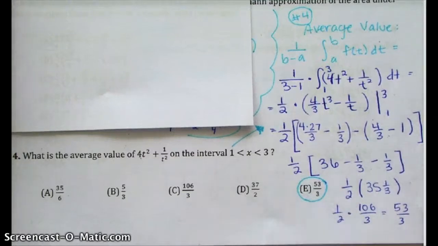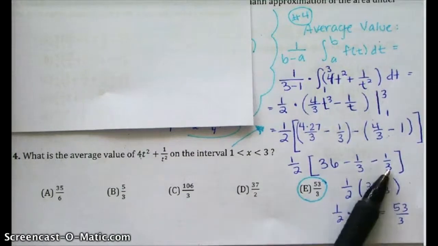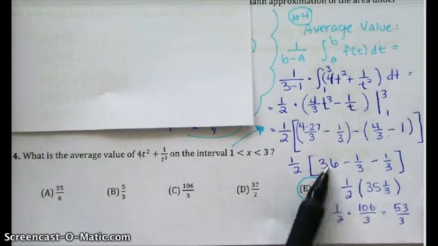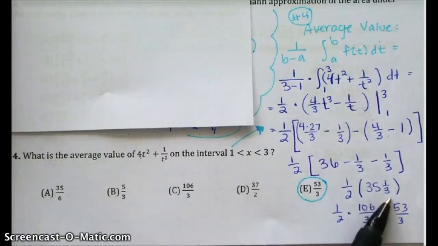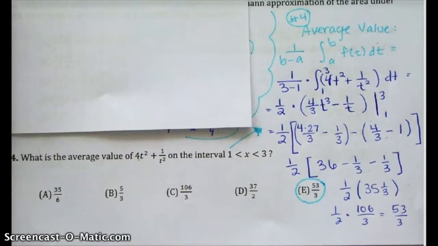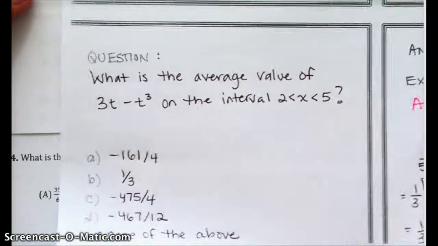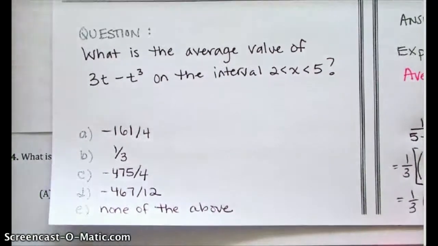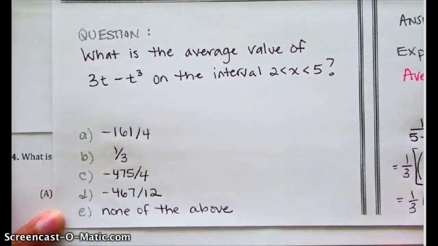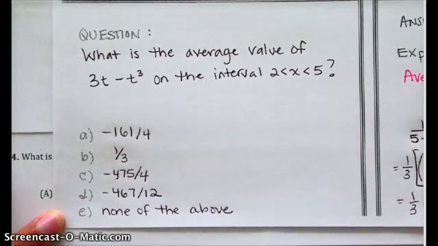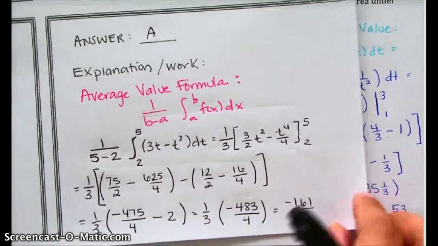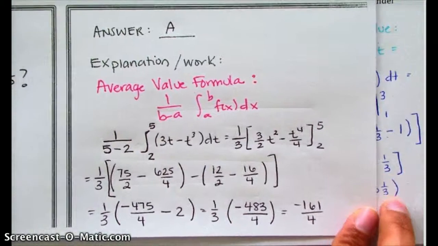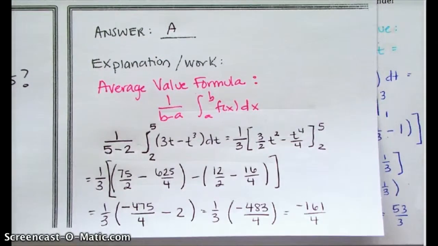And then you just have some fraction skills. 1/3 and 1/3 is 2/3. 36 minus 2/3 is 35 and 1/3. And then I converted that to a fraction. Go ahead and use the same strategy to find this average value. The correct answer is A, which is -161 over 4, and this is what the work looks like.